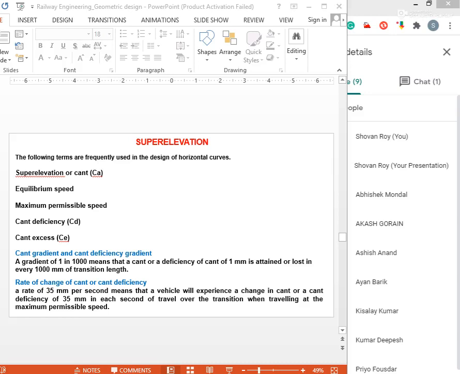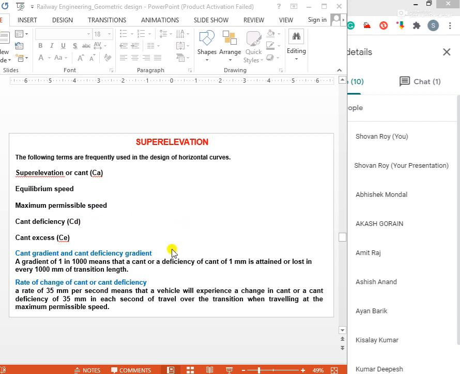Basically, it is the difference between the theoretical cant required for the higher speed. Suppose the actual train is running at high speed. Listen, this is cant deficiency. The train is running at high speed, and whatever super elevation or cant has been provided on that curve, we deduct that actual provided value from the super elevation required for that higher speed.